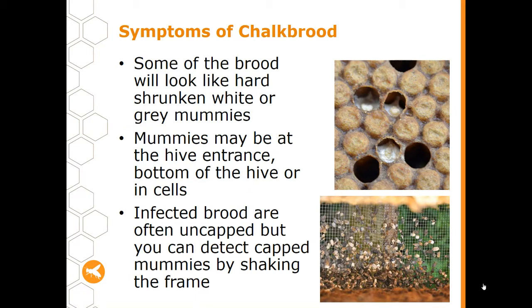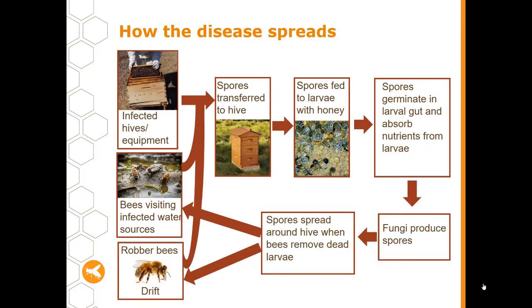Now, chalkbrood spreads through infected hives and equipment. It also spreads through those robber bees and drift again, and it spreads through bees visiting infected water sources. So if an infected bee comes to the water source, some of those fungal spores will fall off and they might be picked up by another bee who isn't infected and will then spread that infection back to their hive. Once in the hive, the spores are fed to the larvae accidentally again with the honey, and like EFB, the spores germinate in the gut and they compete with the larvae for nutrients within the gut. The spores then tend to be spread around the hive when those dead larvae are tried to be removed from the hive by the nurse bees.